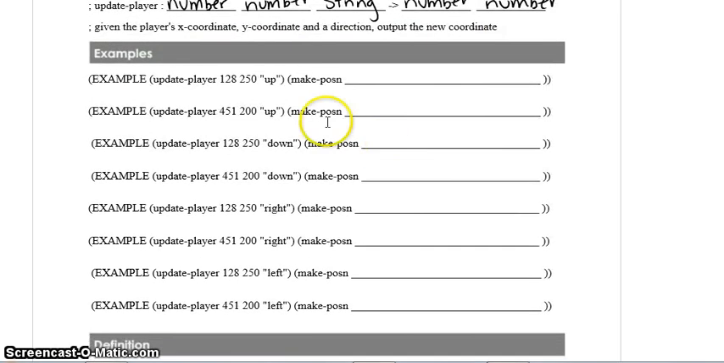We need 8 examples here, 2 for up, 2 for down, 2 for right, 2 for left. So I'll do 2 for you, and then you should be able to do the rest on your own. When we have update player 128, 250, and we press the up key, we want the 128 to stay 128, and we want the Y, which is 250, to have 20 added to it. Let's do the first right one. When we have 128, 250, and we hit right, we want the 128 to increase by 20, and we want the 250 to stay the same. I'll be back in another short video to finish up this pattern.